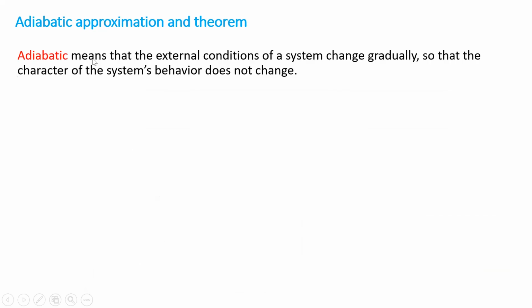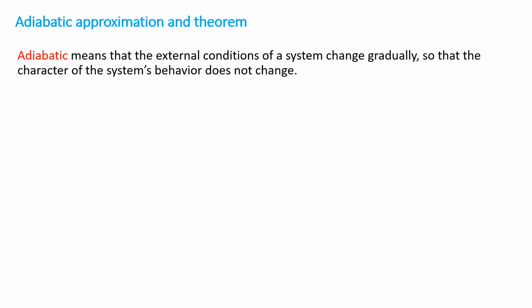So what does adiabatic mean? Adiabatic means that the external conditions of a system change gradually, so the character of the system's behavior does not change. Okay, that seems a little bit general, so let's be a little more specific.